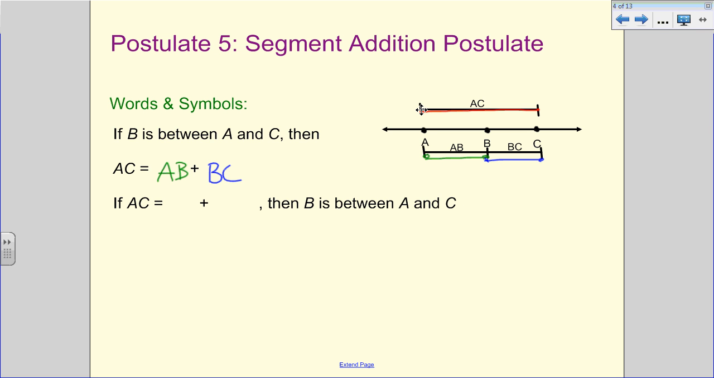The other thing you can do with postulate 5 is that if I know AC is made up of AB plus BC, then I know B has to be between them. I can put those points in order on a number line or on a line, make them collinear, and I would have to go A, B, and C, because AC is the smaller segment AB and the smaller segment BC being added together.